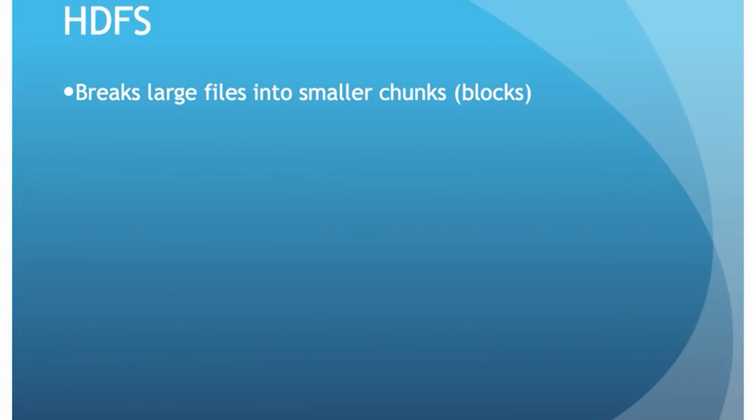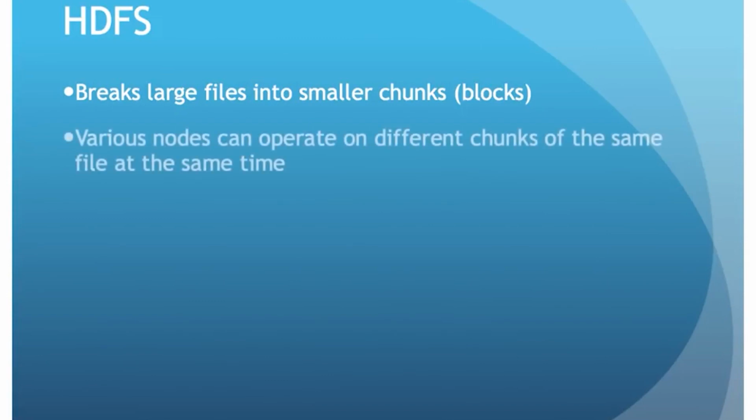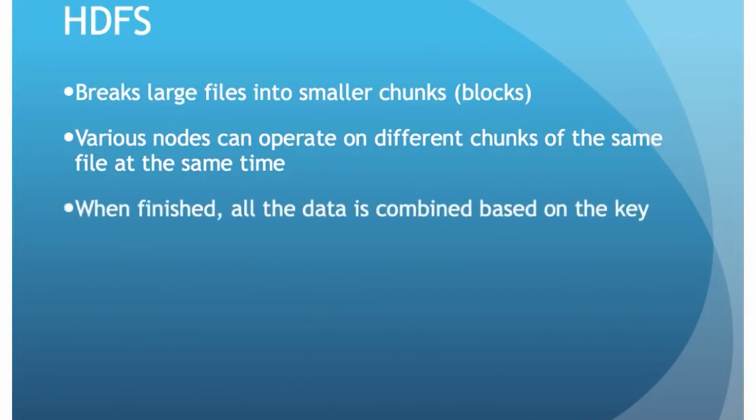When a mapper is operating on a terabyte file, it's actually operating on a block and not the entire file. The terabyte file is being worked on by various nodes in the cluster all at once. The various nodes are just operating on different chunks. Once the mappers are all done, the magic takes over. All of the data in the terabyte file is combined based on the key. The reducers run on different keys.